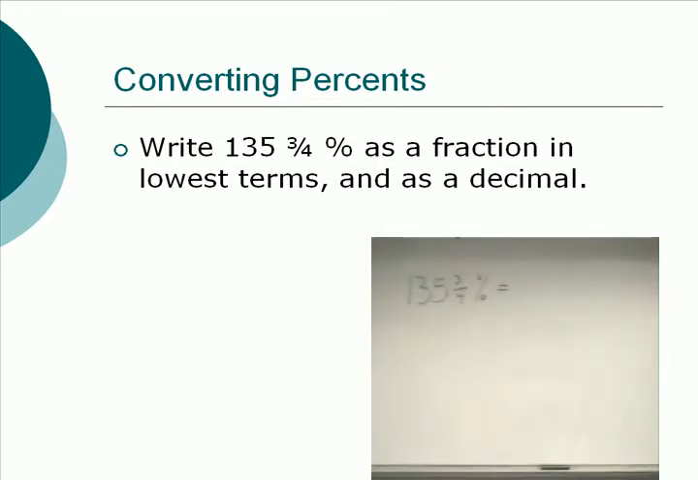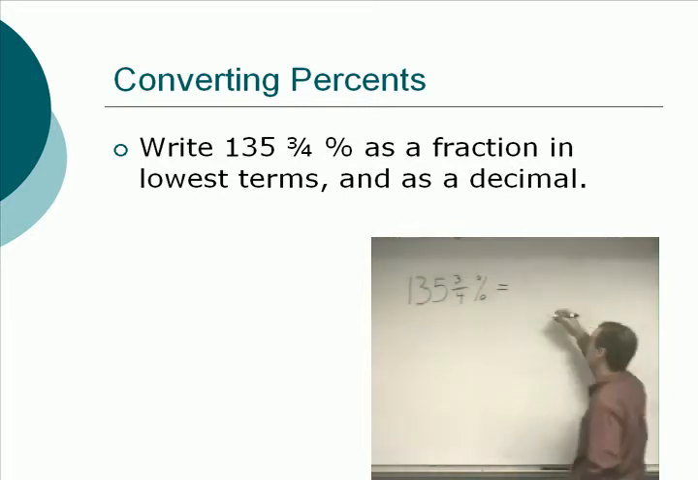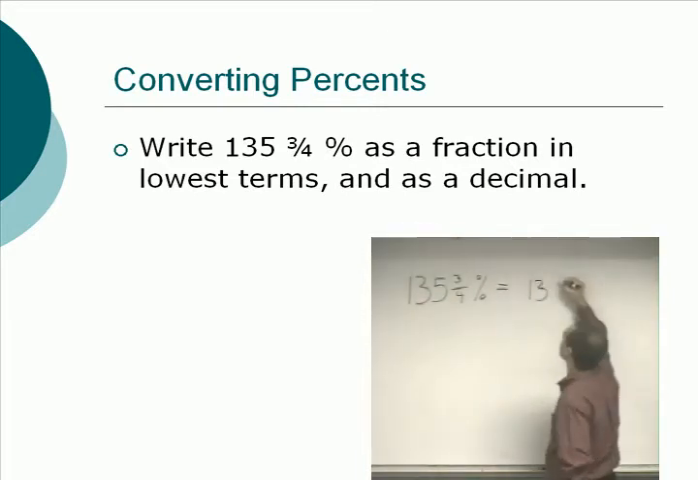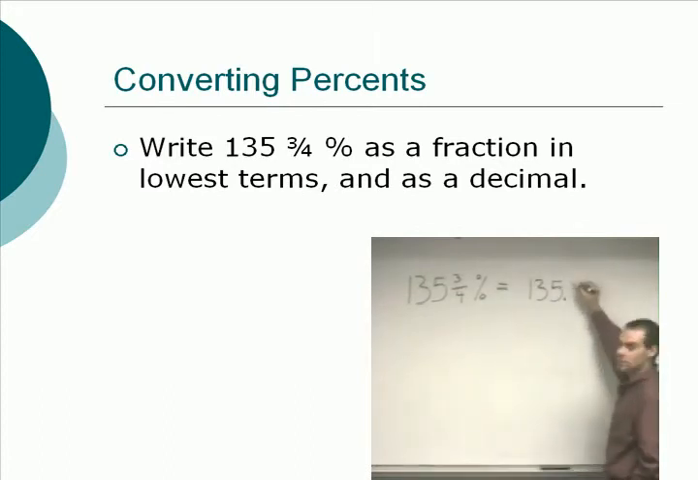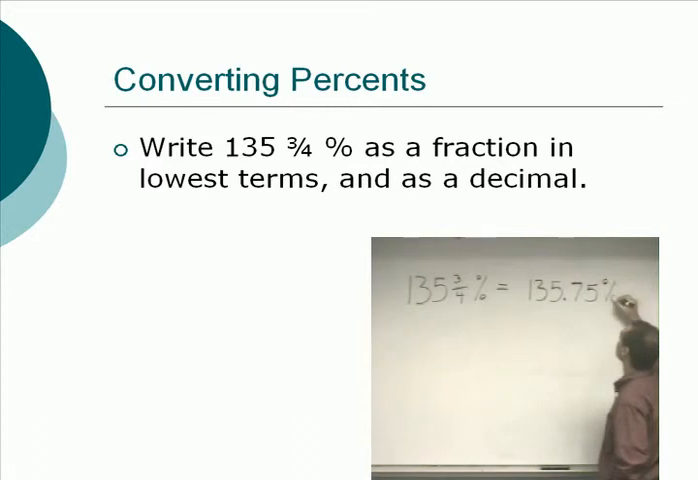Well, for starters, let's take 135 3/4% and get rid of that fraction in there. Just write this as a percent with a decimal point in it. So 3/4 is .75, and that's the same as 135.75%. Now, that's not the only way to answer this question, but this is how we're going to do it. 135.75%.